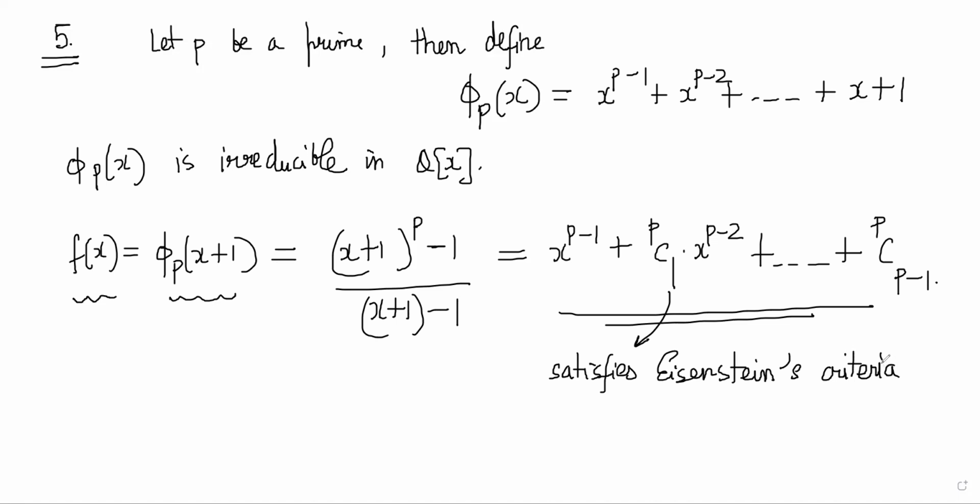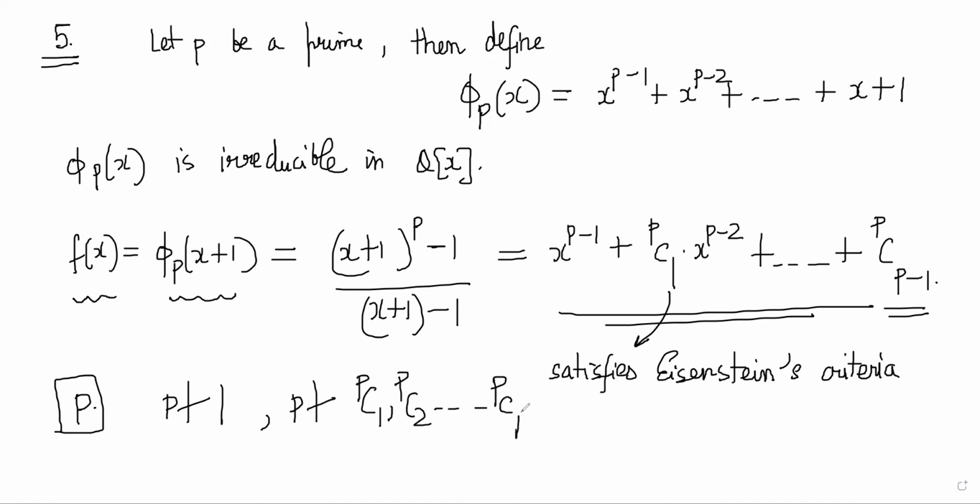We can take the prime number P. C(P, P-1) is P, right? So we can take the prime number P itself. P does not divide 1. P divides each of C(P,1), C(P,2) and so on till C(P, P-1). But P squared does not divide C(P, P-1). So it satisfies the criteria and therefore it is irreducible, right?